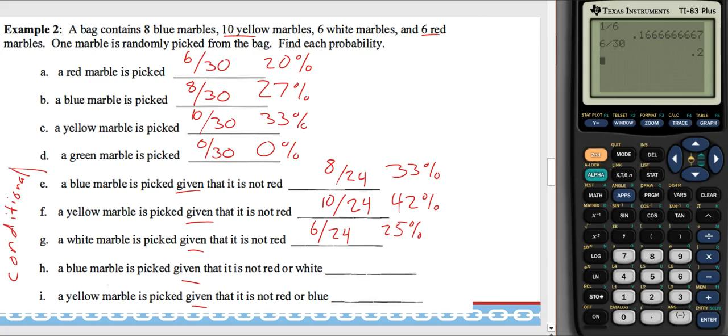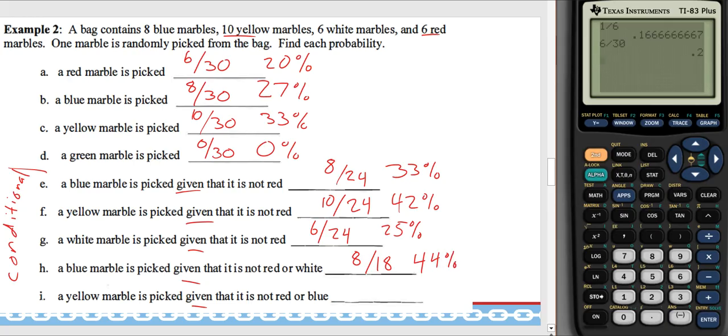And then for H, we're changing it up a little bit. Blue marble is picked given that it is not red or white. So now the 6 red and 6 white marbles have been removed. So there are only 18 marbles. The blue and yellows are left. So 8 out of 18 chance of you pulling out a blue marble there.